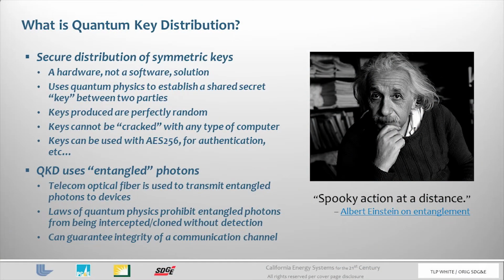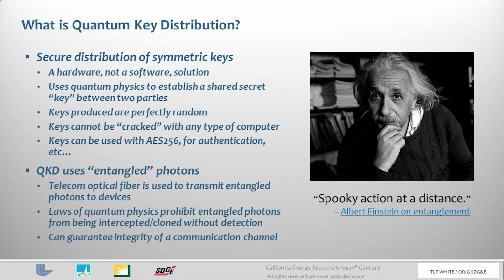Just as a very top-level explanation to start with, quantum key distribution is a new method for generating and securely distributing random keys to devices on an OT network. The basic idea has been around since the 1980s, and it was even studied by Albert Einstein in his early days.